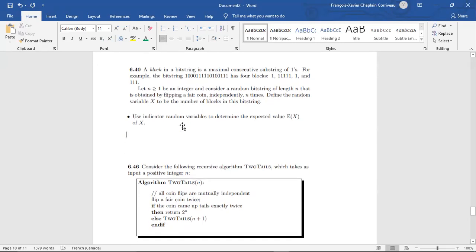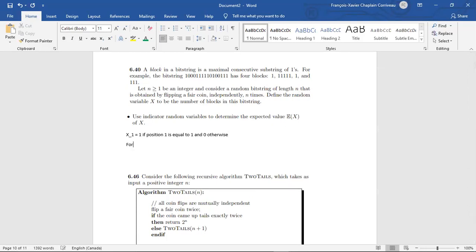So that's what we're going to do now. We're going to define indicator variables while being careful about this first option. So x1 is equal to 1 if position 1 is equal to 1, and 0 otherwise. If this first position is a 1, I know that it will introduce a block.